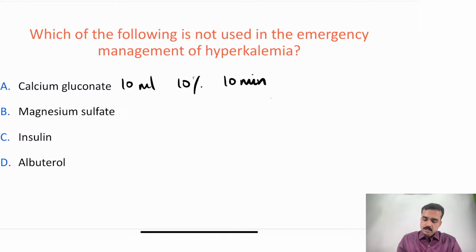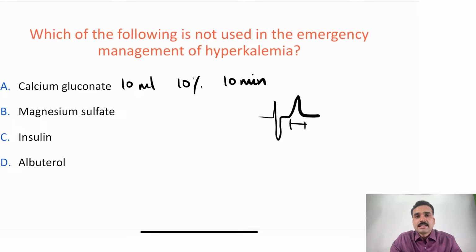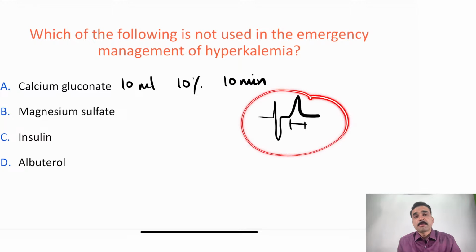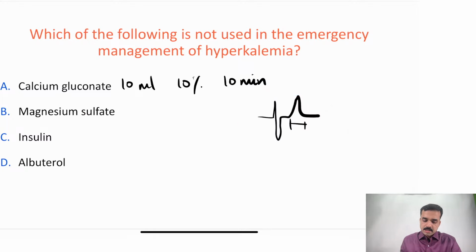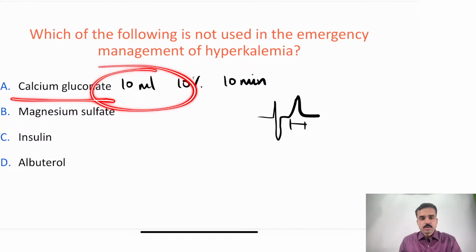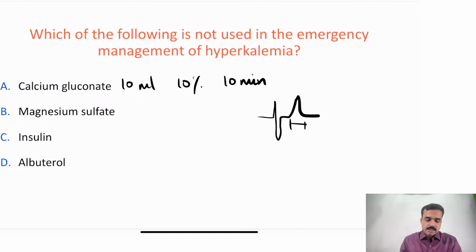And if you are seeing tall T waves, let me show it as this is the QRS, and you see tall tented, narrow-based tall T waves in ECG, you have to think of hyperkalemia. If you see this, that means the cardiac membrane is unstable, it may throw an arrhythmia anytime. So that is why immediately you need to give them calcium gluconate. You need to give it slowly over 10 minutes, 10%, 10 ml.